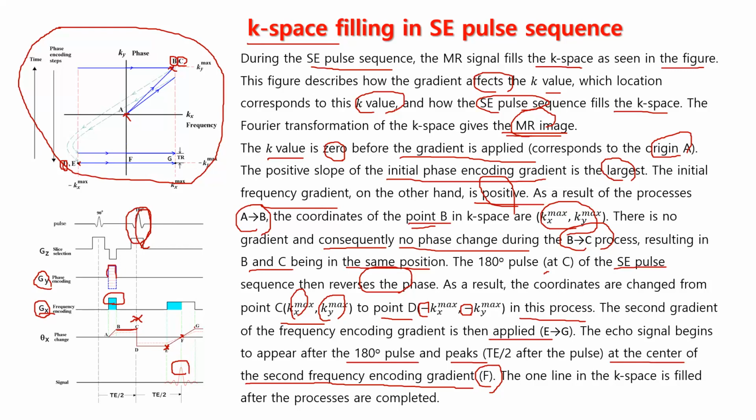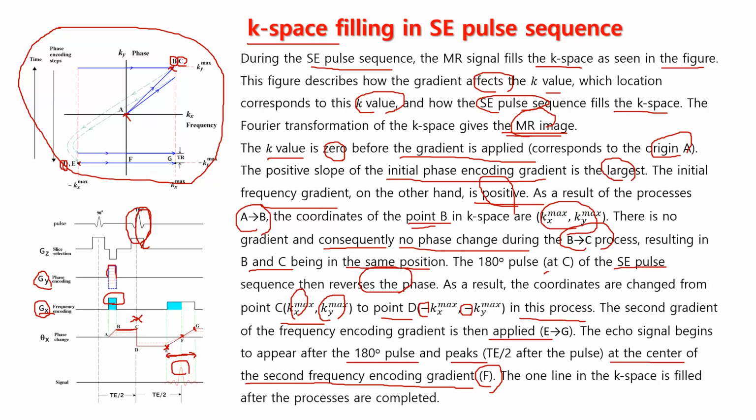And then up to G the signal appears, and then the signal disappears. The signal appears from point E and disappears at point G. So from E to G, the signal is collected.